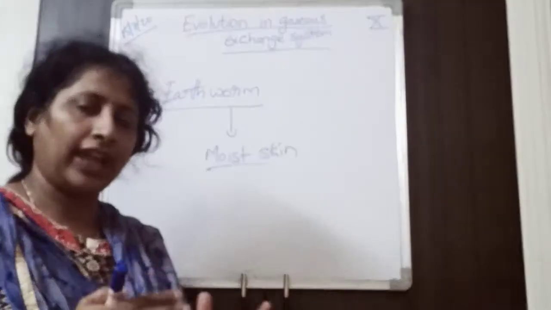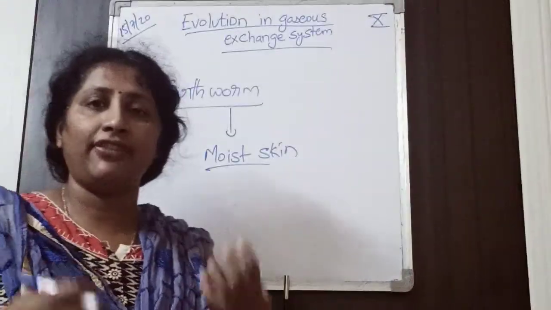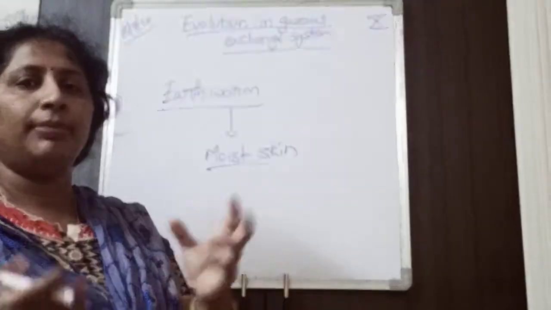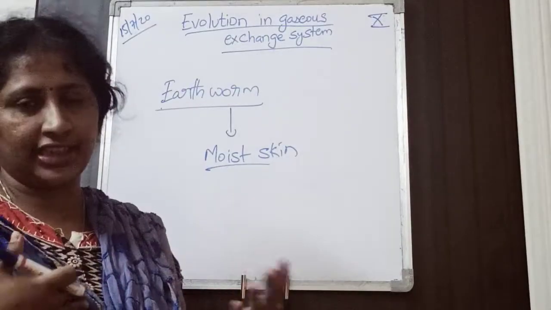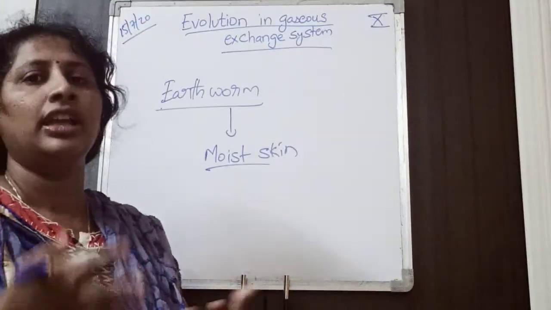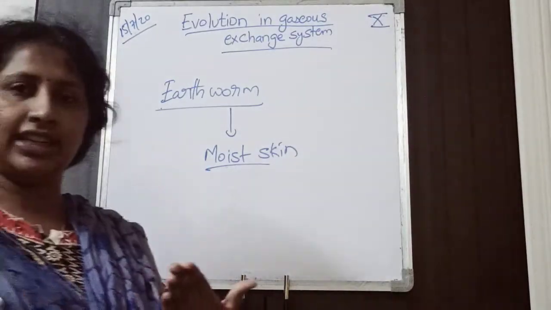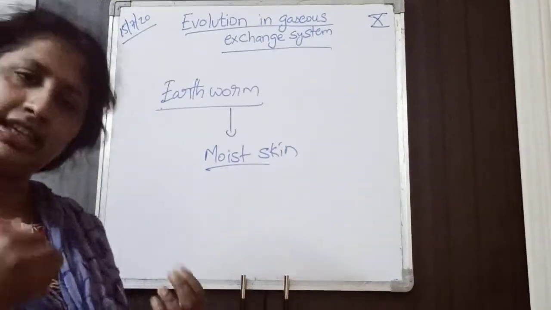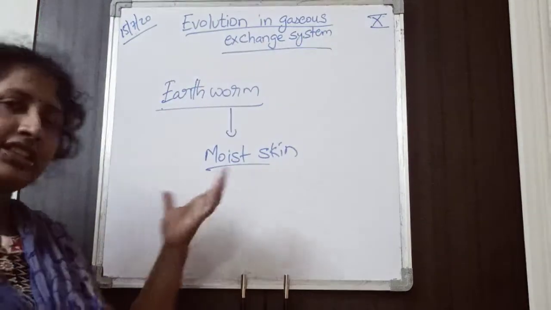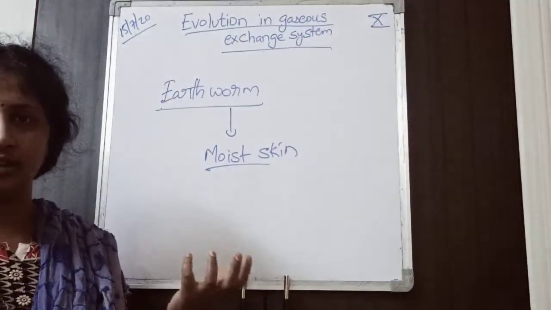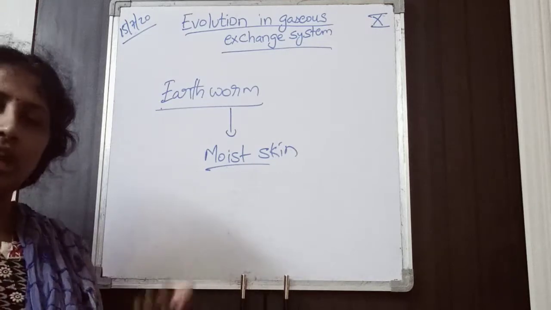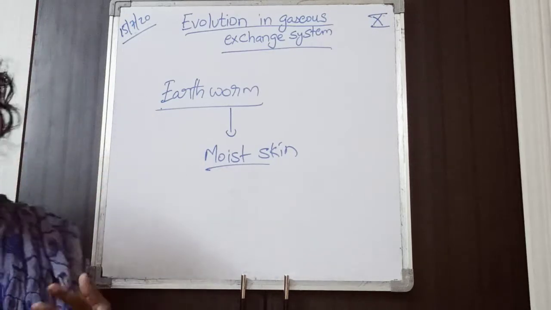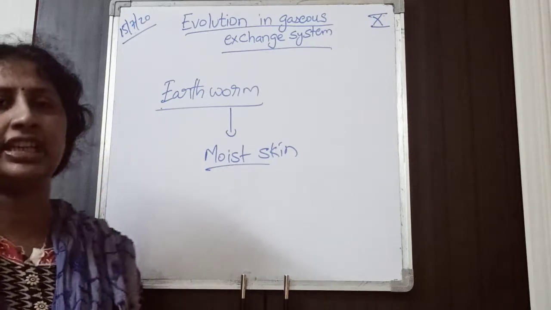Means up to annelids you don't have separate respiratory organs. The exchange takes place through body surfaces in protozoa, porifera and so on, even through annelids, mainly through the moist skin. The skin should be wet. Earthworms' skin is always wet because they live under the soil. So in earthworms the gaseous exchange takes place through moist skin.